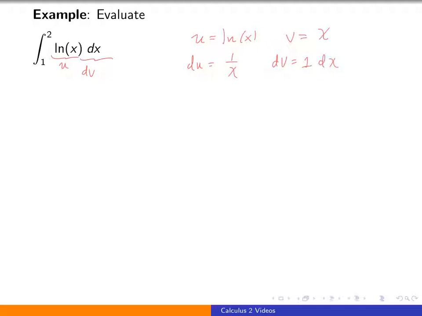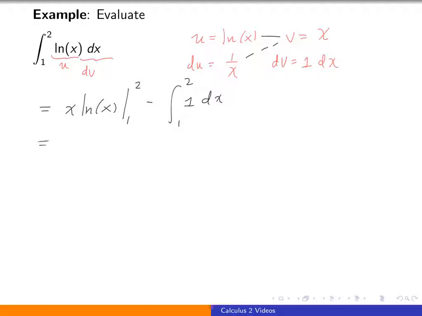So integration by parts tells us uv minus the integral of v du. So uv would be x ln of x, and we evaluate from 1 to 2. We need to get our limits in there. Then we subtract the integral of v du. Well, when v hits du, it's almost too good to be true here. It's just a 1. And we're evaluating from 1 to 2.